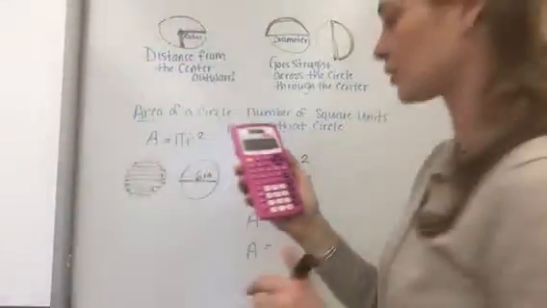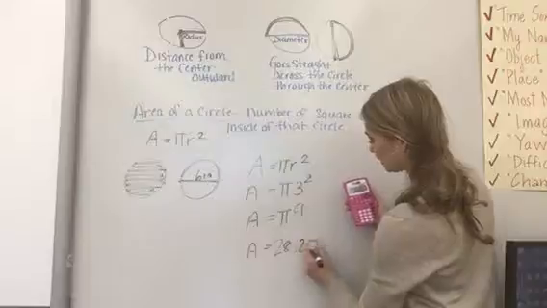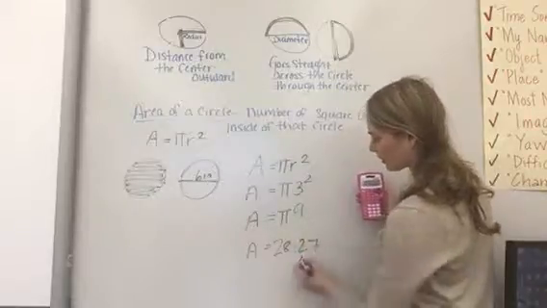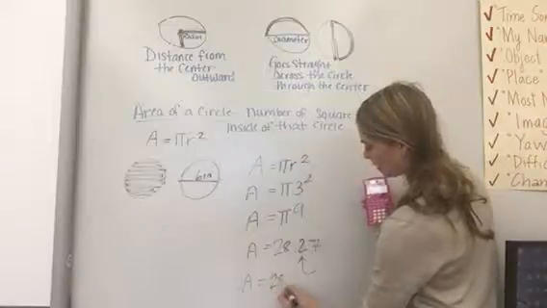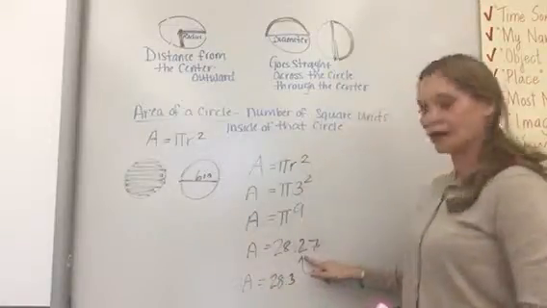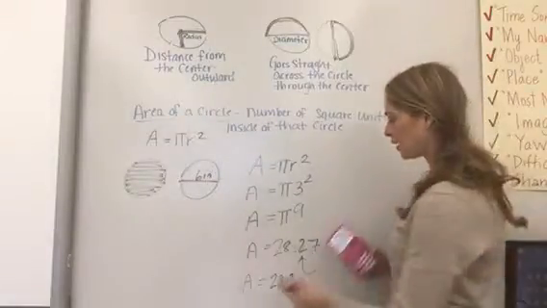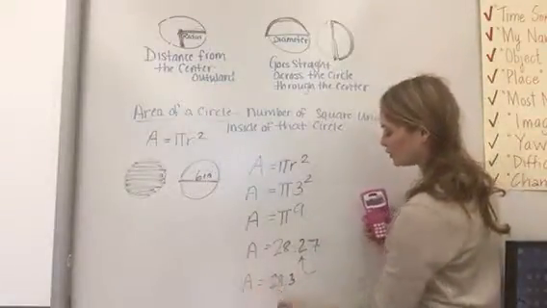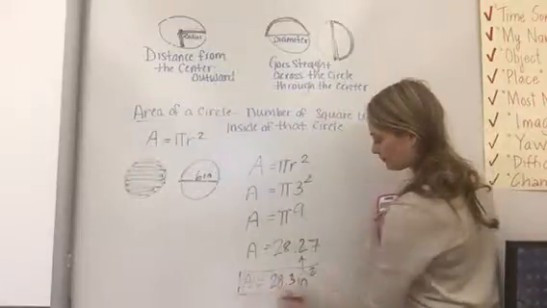That's going to give me the answer of 28.27. And remember, we're rounding to the tenths place, so I'll be rewriting that as A equals 28.3. I rounded my tenths place up because it was followed by a number greater than 5. My answer is area equals 28.3 inches squared.